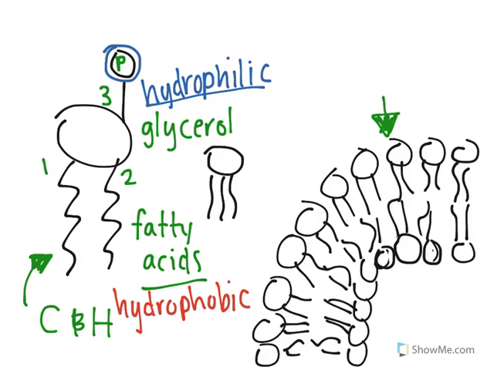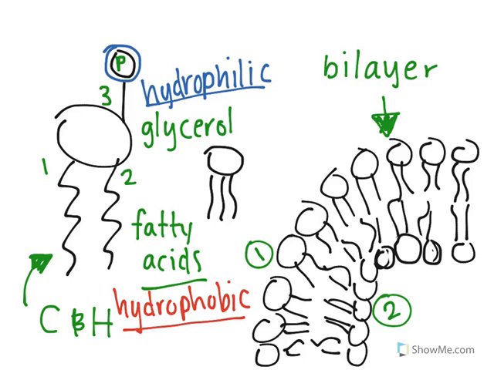Let's see how they make a cell membrane now. So a cell membrane is made out of completely phospholipids, and it's known as a bilayer. And the reason for this is because there's two layers of phospholipids, and they line up like that for a very specific reason. And it has a lot to do with the fact that the fatty acid tails are hydrophobic and the heads of the phospholipids are hydrophilic.